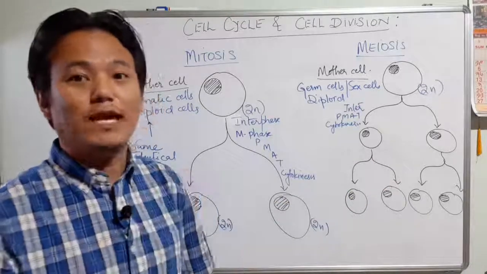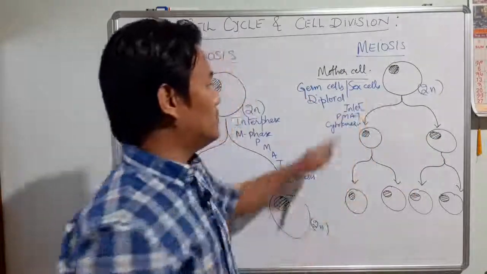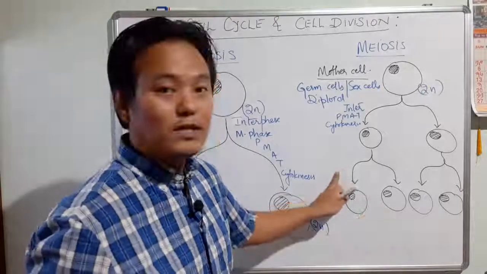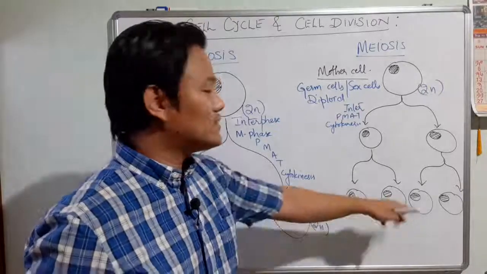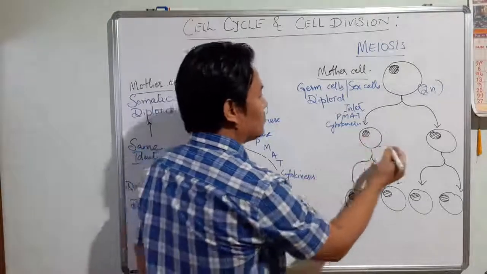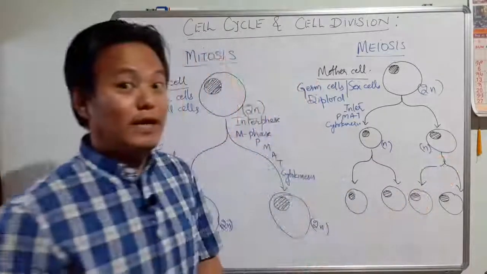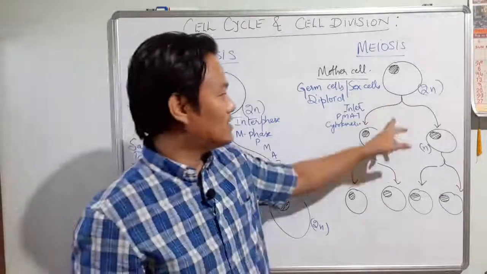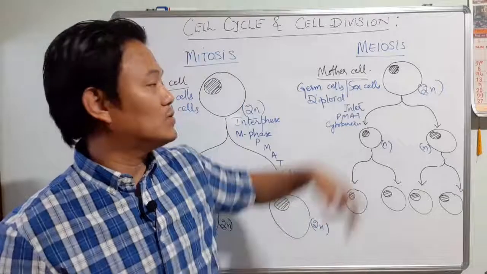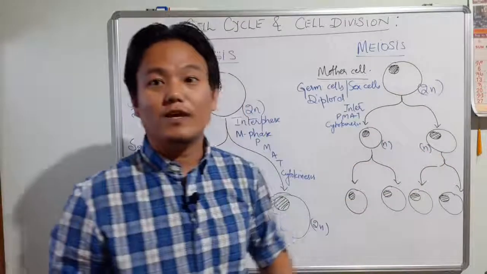But meiosis doesn't end over here. The two cells produced by this first step continue to divide in the second step, and this gives rise to 4 daughter cells. These 2 daughter cells are haploid in nature. The chromosome number is now half the number of chromosomes as compared to their mother cell.